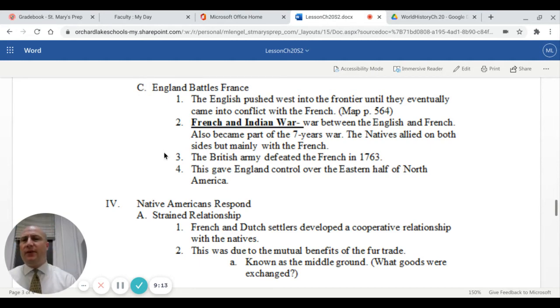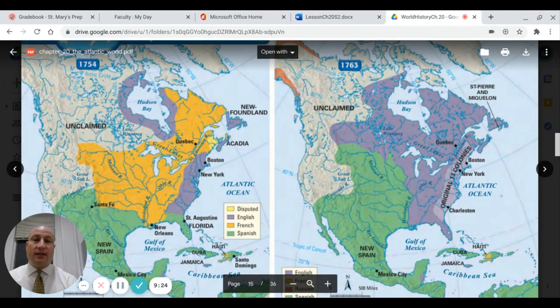The British Army defeated the French in this part of the world in 1763, and this basically gave England control over the eastern half of North America. So if you look on the map here, you can see that in 1763, when they win this war, England controls all of the purple here. Okay, the 13 colonies were in this region here, and then this was all English territory as well.